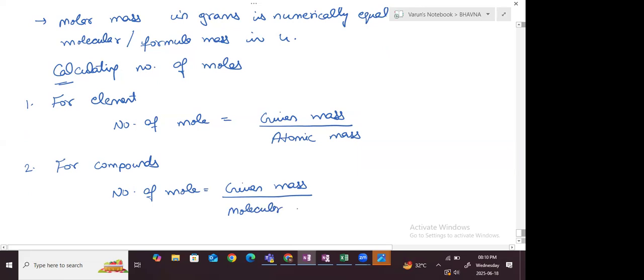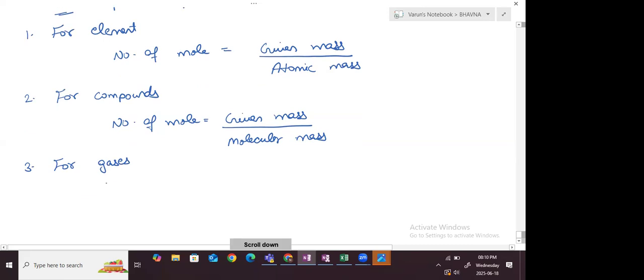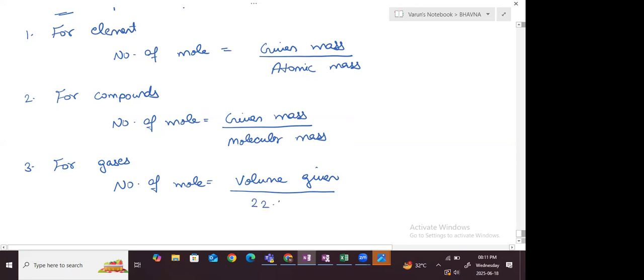Molecular mass. If we have gases, what do we do? Because in case of gases, we have volume. So the number of moles will be equal to the given volume divided by 22.4, if it is given that the volume is at STP, standard temperature and pressure. So you have to take 22.4 liters.